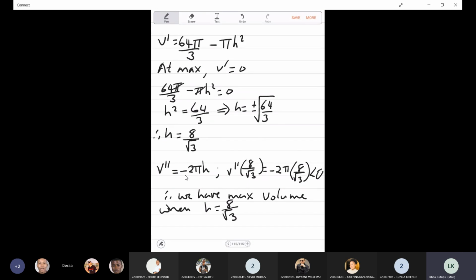So we can say the perpendicular height must be 8 over the square root of 3. I want to write it to 3 decimal places. This is 4.619 centimeters, which is what we were told to find.